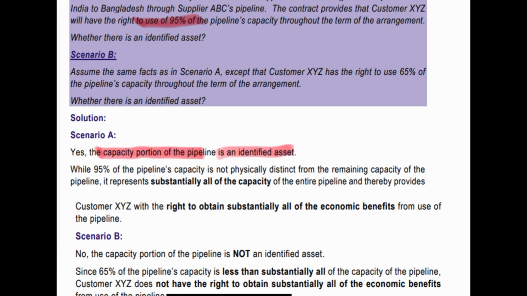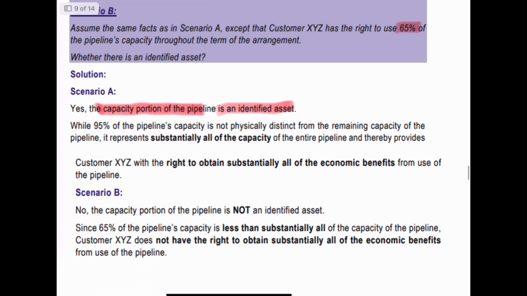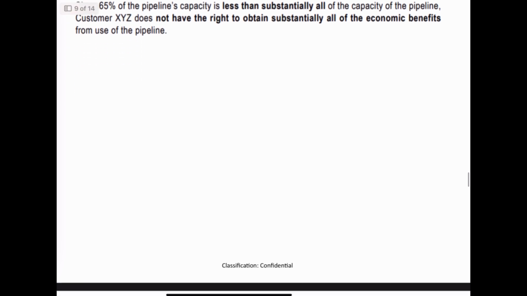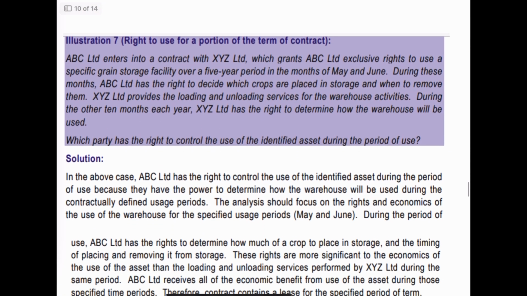But in scenario B, it's only 65%. So 65% is not substantive. In that case, the answer is no, the capacity portion of the pipeline is not an identified asset. Okay, so let's move on to the next example.